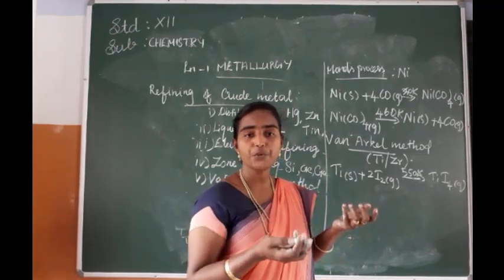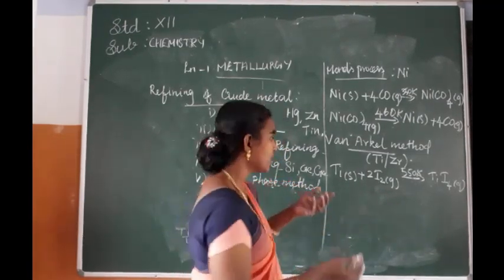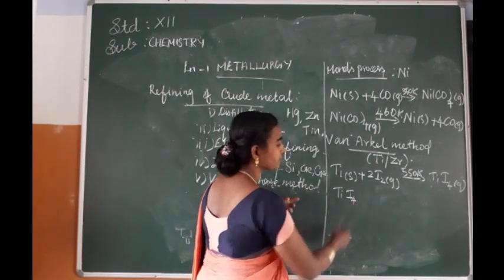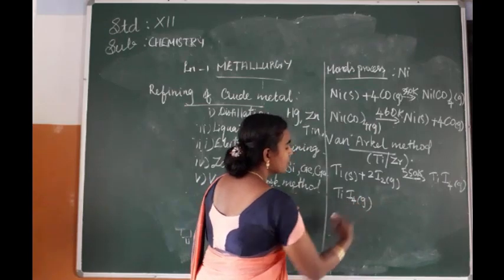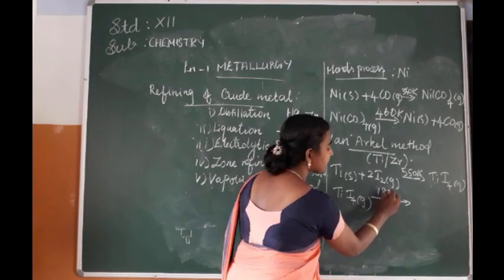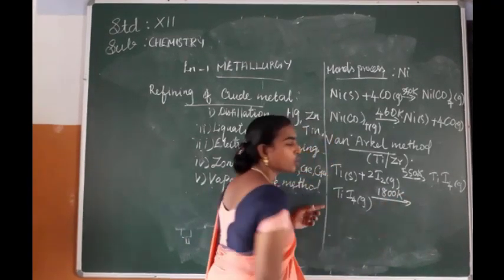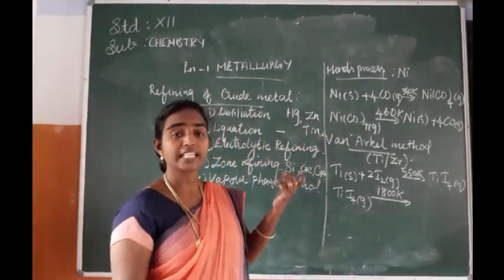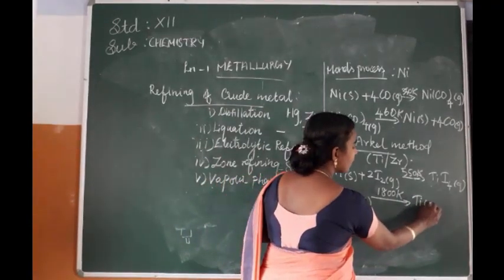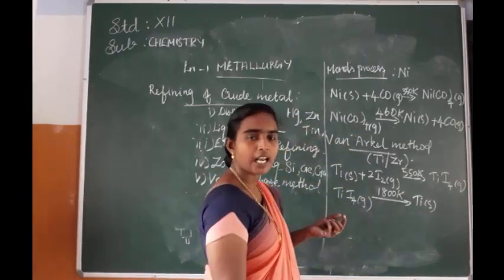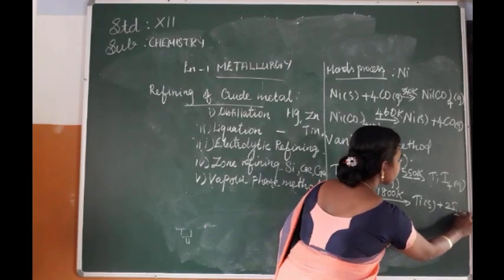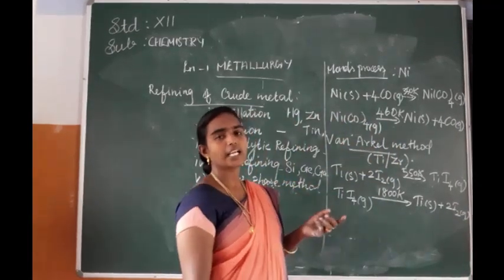Afterwards, what do we have to do? We have to heat it, isn't it? This titanium tetraiodide gas should be decomposed at a temperature above 1800 Kelvin. So the temperature must be above 1800 Kelvin. It will form pure metal, and the iodine vapors are collected again. The iodine is used as a catalyst.